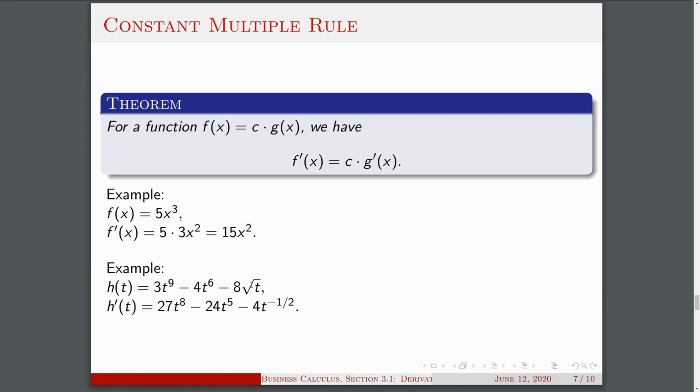And then how about 8 times the square root of t? Well, remember, we can think of the square root of t as t to the 1/2 power. So that 1/2 will come out in front and multiply by the 8. What's 1/2 times 8? 4. And I had t to the 1/2 here, right? When I subtract 1 from 1/2, I get negative 1/2. All right, so that's an example of how you do that.